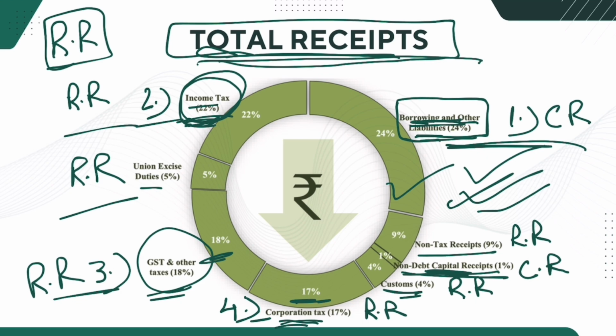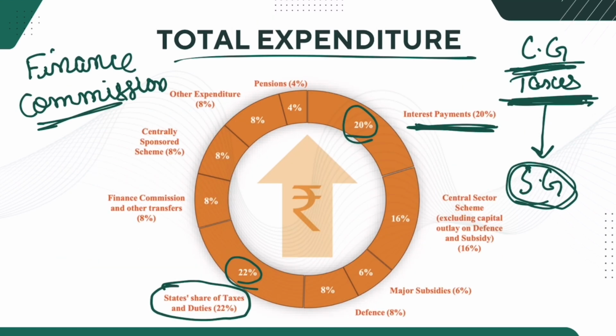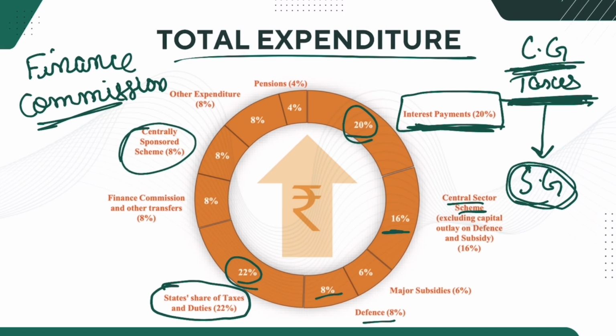Now, these borrowings are a liability because you have to pay interest on them, right? If your borrowings are your number one receipt, then naturally interest payments on those borrowings would be in the top two. So interest payments form 20% of this. Clear? Then 16% is central sector schemes. These are developmental schemes. Then it's 8% defense expenditure, 8% centrally sponsored schemes. And so on and so forth.